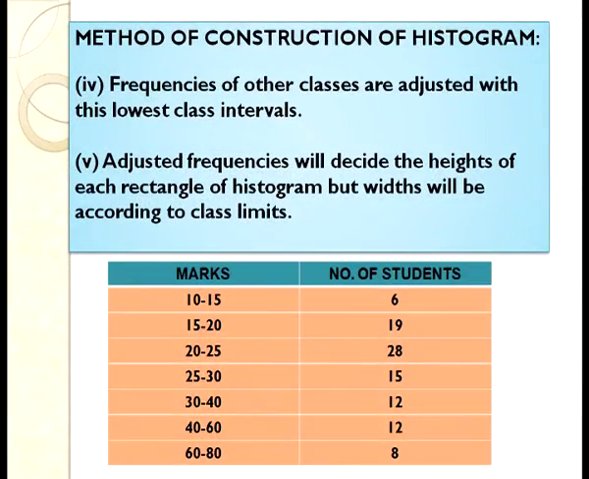Now, the next step, frequencies of other classes are adjusted with their lowest class intervals. That means for 30 to 40, 40 to 60, 60 to 80, their frequencies are going to be adjusted according to the lowest class intervals. Now, the last main important point, adjusted frequency will decide the heights of each rectangle. That means, when we get the adjusted frequencies for 30 to 40, 40 to 60, 60 to 80, we are going to plot those adjusted frequencies only for their heights.